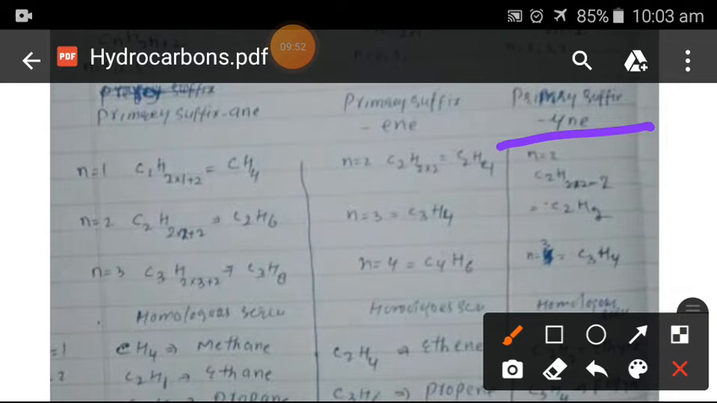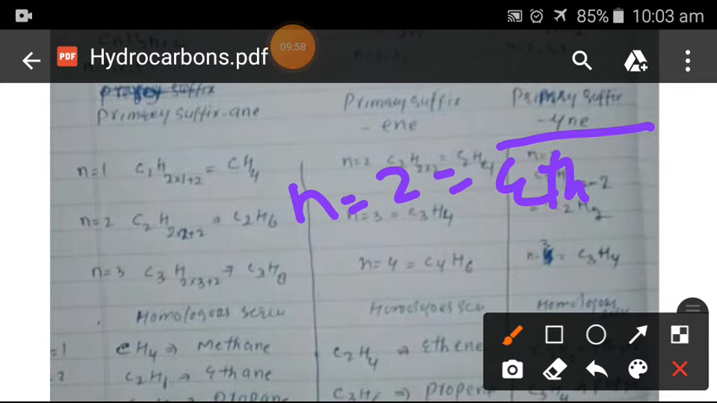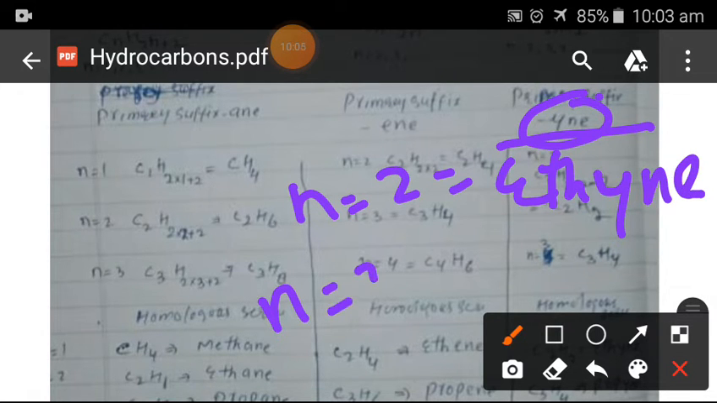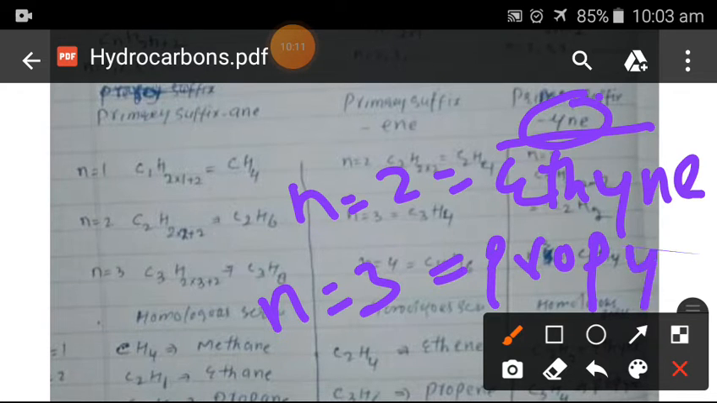Similarly, for the alkynes, n is equal to 2, so the word root will be eth. Clear? And its suffix is yne, so it is ethyne. Clear? When n is equal to 3, the word root will be prop. We have already discussed it, and its primary suffix will be yne. It will be propyne. Clear? Similarly, there will be butyne, pentyne, hexyne, heptyne.